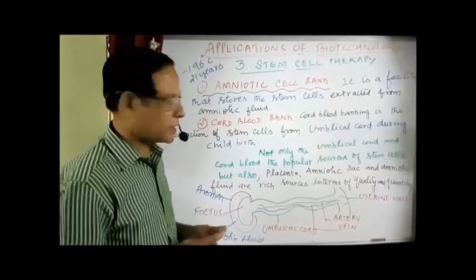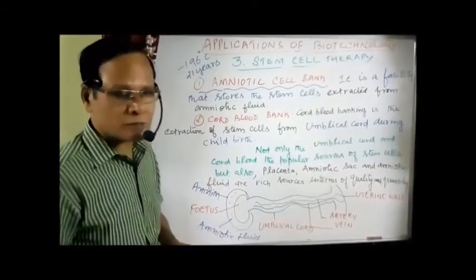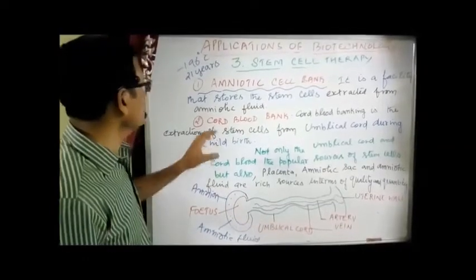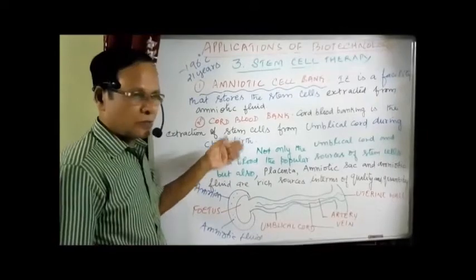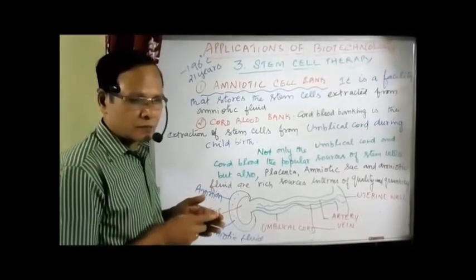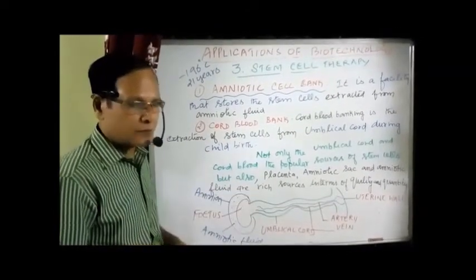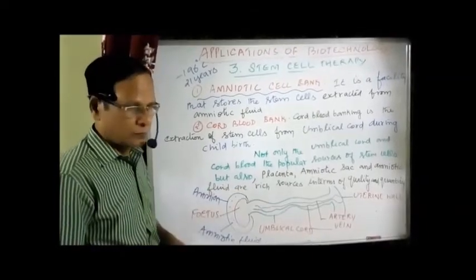We have different types of banks in India, but I am not telling about that, as it is not necessary in the syllabus. So that's about stem cell therapy. I want to conclude with a diagram showing how stem cells are differentiated into different cell types. A simple diagram is given in the book.